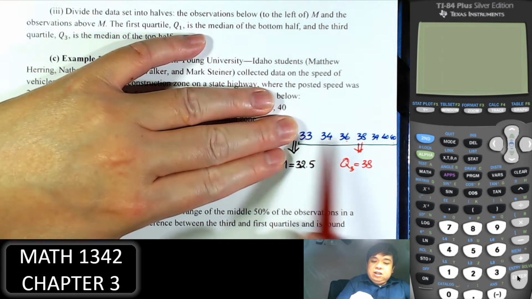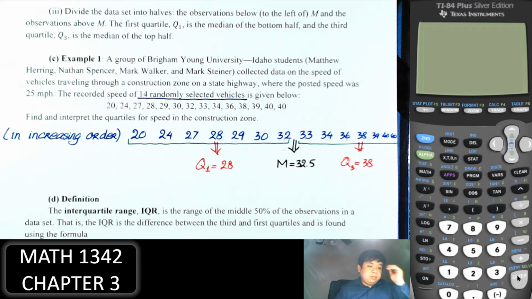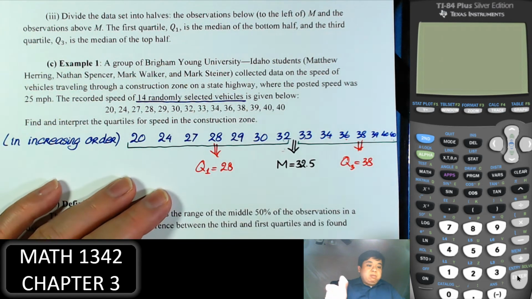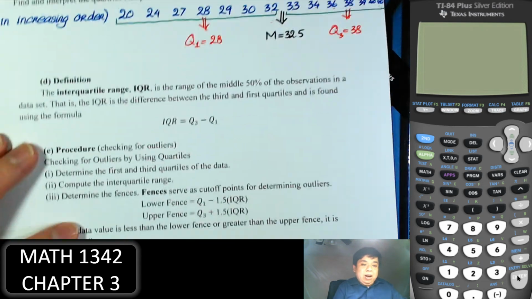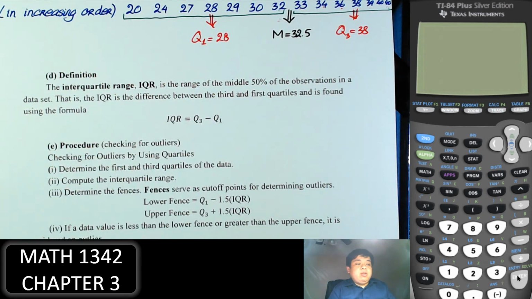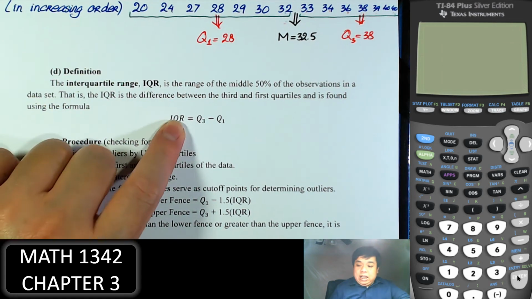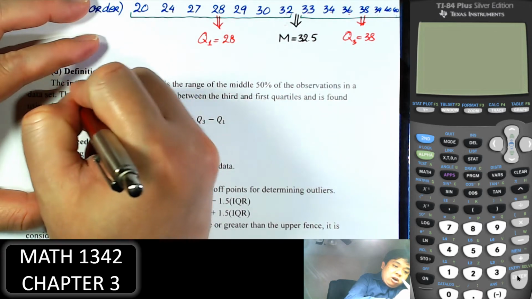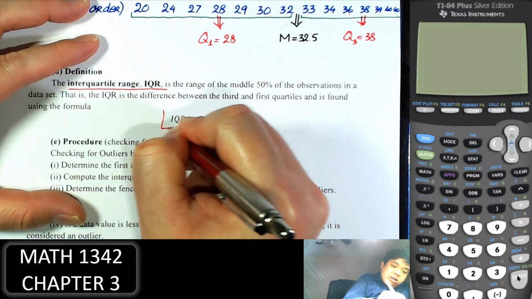Three on his left and 3 on his right. Interpret the quartiles. Well, so we say a lot of them go past the speed limit. That's what we say. Now the interquartile range, IQR, is the range of the middle 50% of observations in the data set. So the interquartile range IQR is the difference of Q3 and Q1.